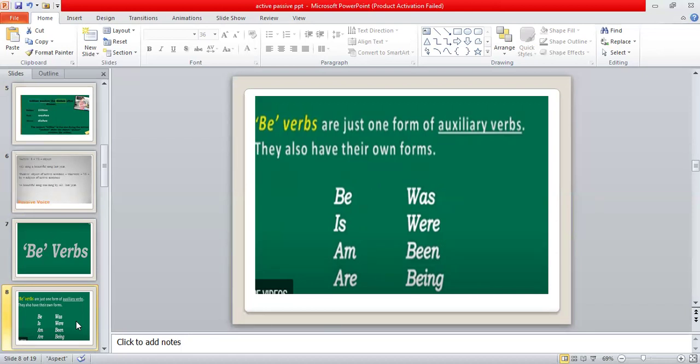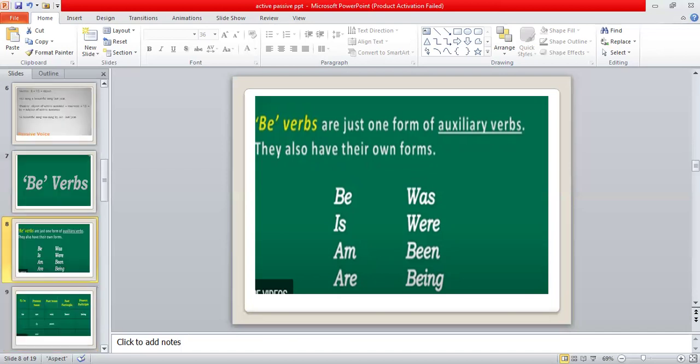The present forms of be are is, am, are, and the past forms of be are was and were. The third form of be is been, and the present participle form of be is being. So these are the different forms which are used in different sentences. You have to keep in mind that whenever you are using the present tense, the forms of be will be is, am, are. Whenever you have to use it in the past tense, the forms of be will be was and were. Whenever you have to use it in perfect tenses, the form of be will be been. And if you have to change the continuous tenses into passive voice, the form of be will be being. So this is how you have to use it.